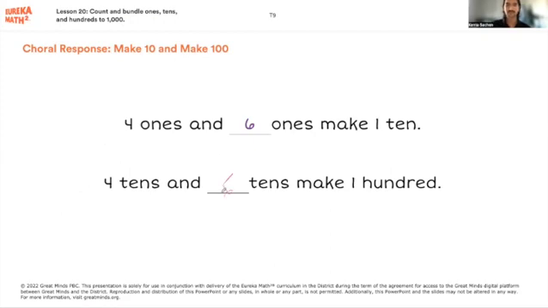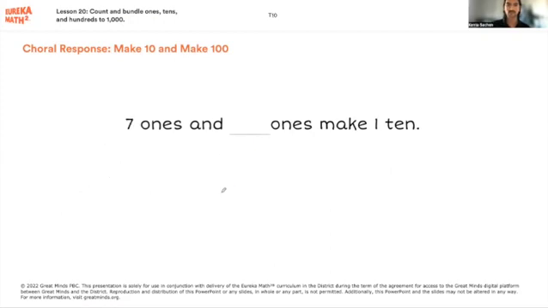Very good. I need 6 more tens. Okay, now I'm starting with 7 ones. 1, 2, 3, 4, 5, 6, 7. How many more ones do I need? Angel?